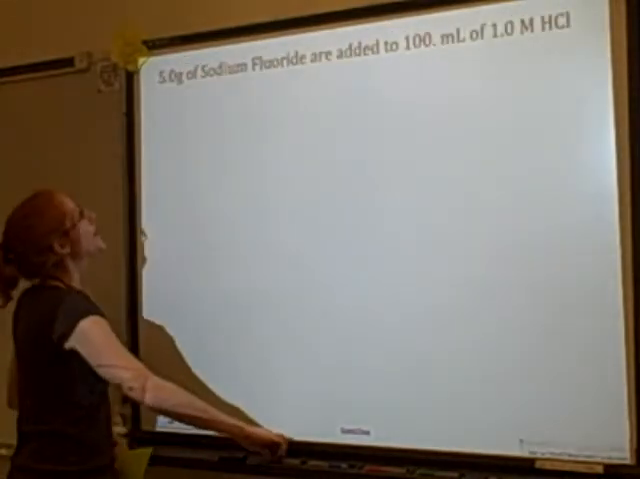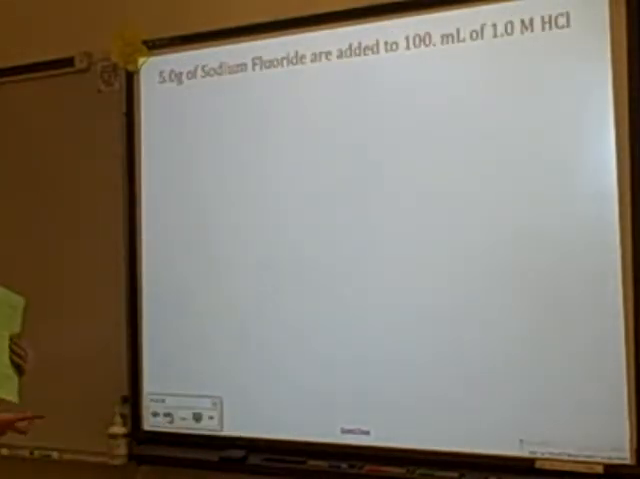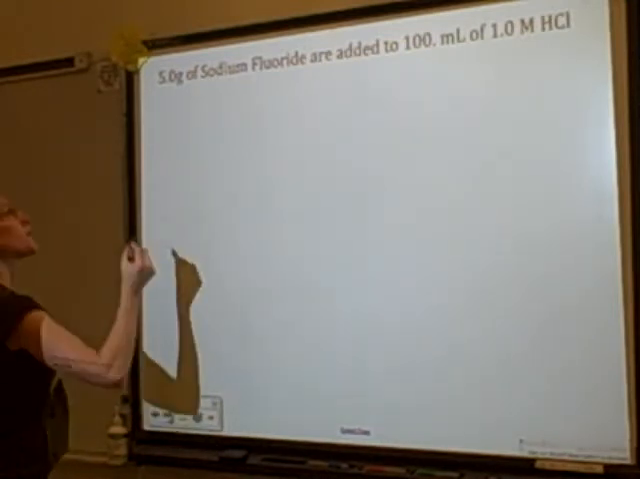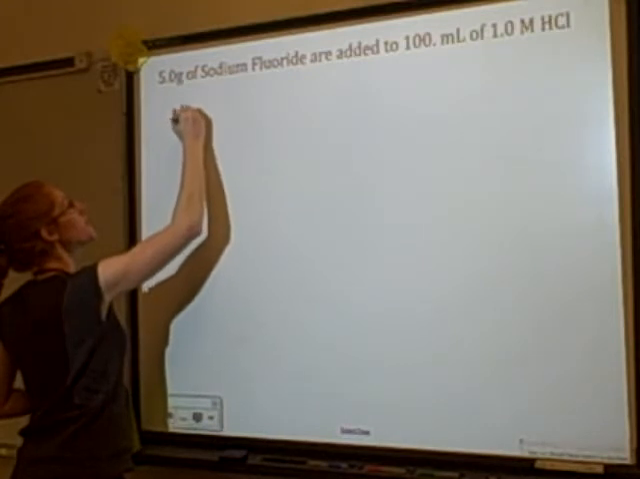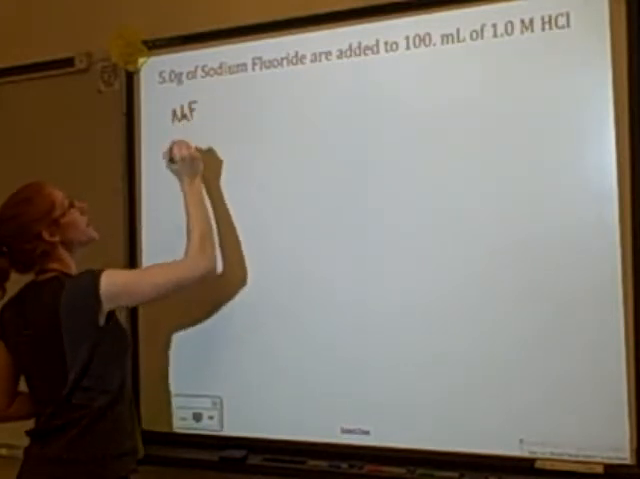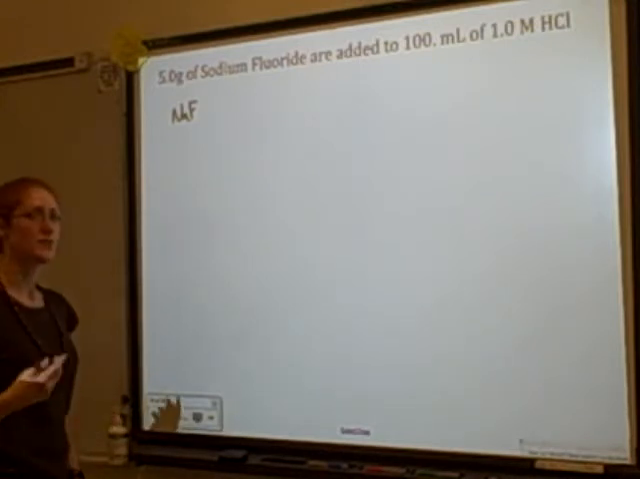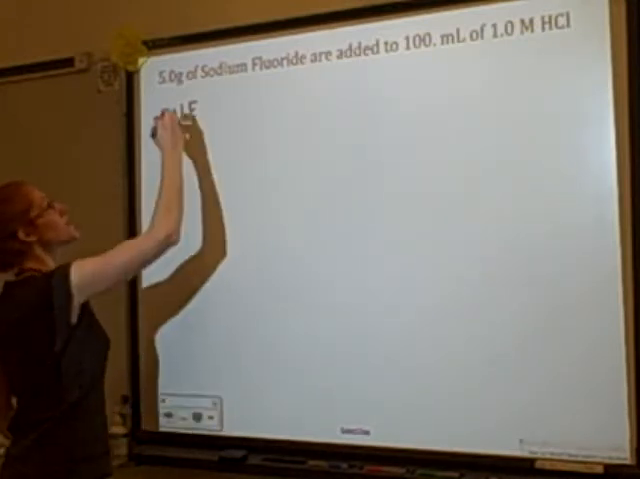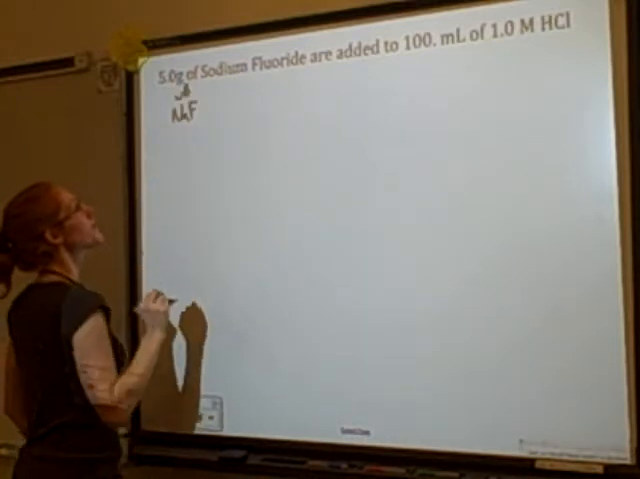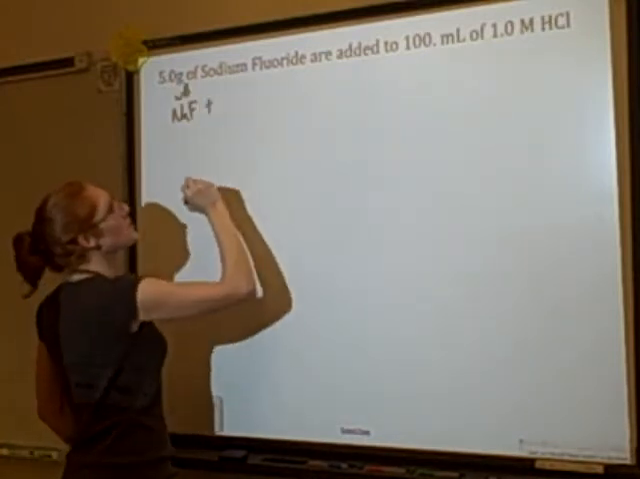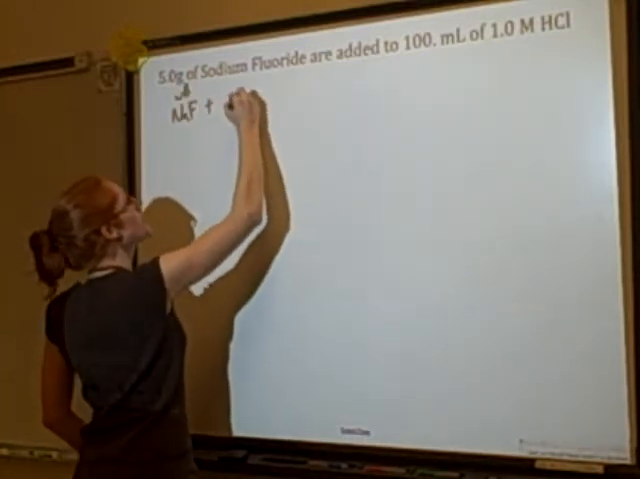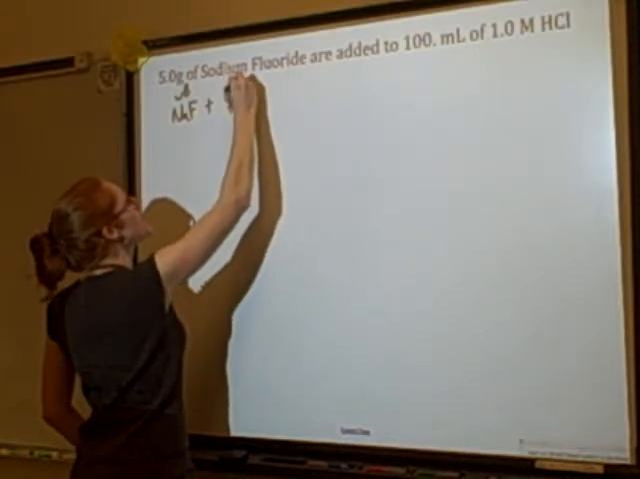And finally, we have 5 grams of sodium fluoride added to 100 milliliters of hydrochloric acid. Let's write out the balanced equation. I have sodium fluoride. Fluoride is the conjugate of hydrofluoric acid. Hydrofluoric acid is a weak acid. So this is the conjugate weak base of hydrofluoric acid. And that's going to be reacted with hydrochloric acid. This is a strong acid.